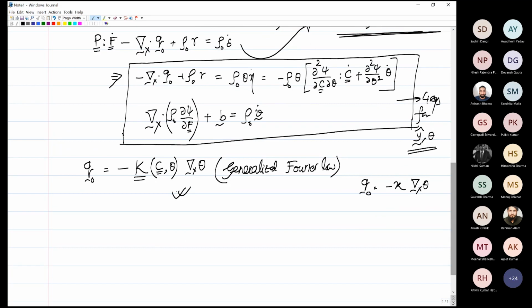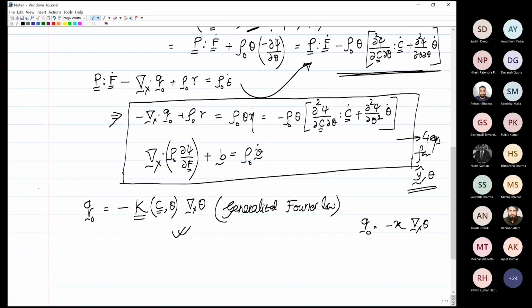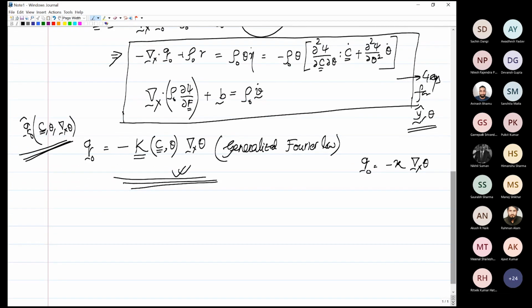But this is not as general as saying that you have a function Q naught of C, theta, and grad theta, because you can see that it is still linear in grad theta. Whereas over there, we don't know how it is. Okay, so often this is used in the equation up here. All right.